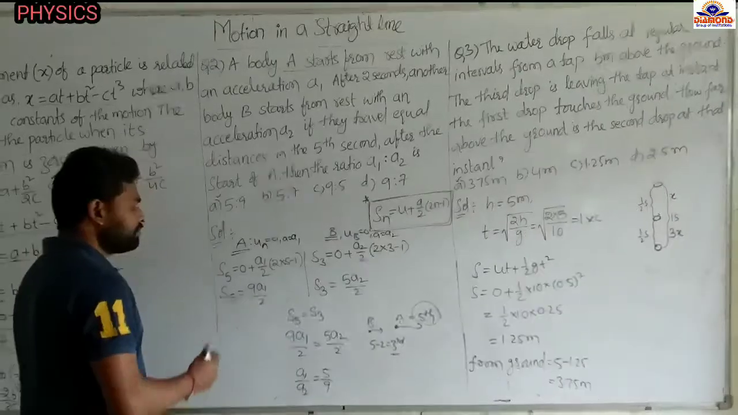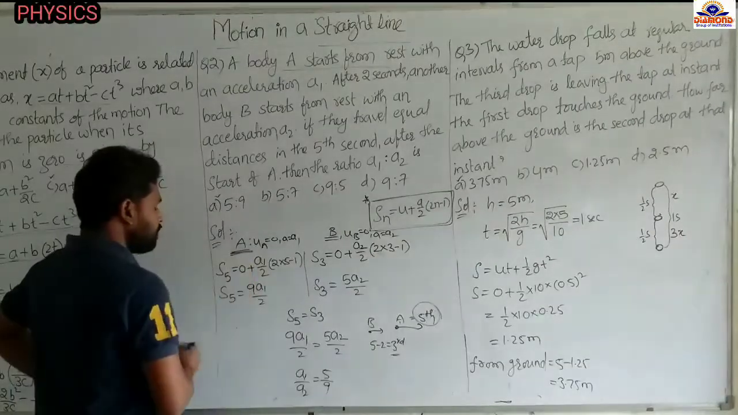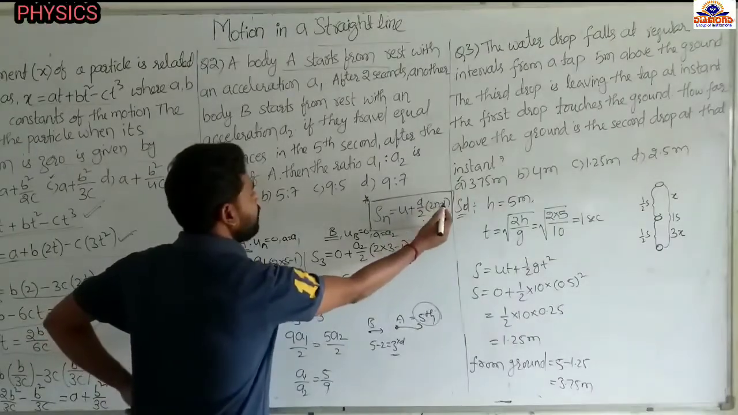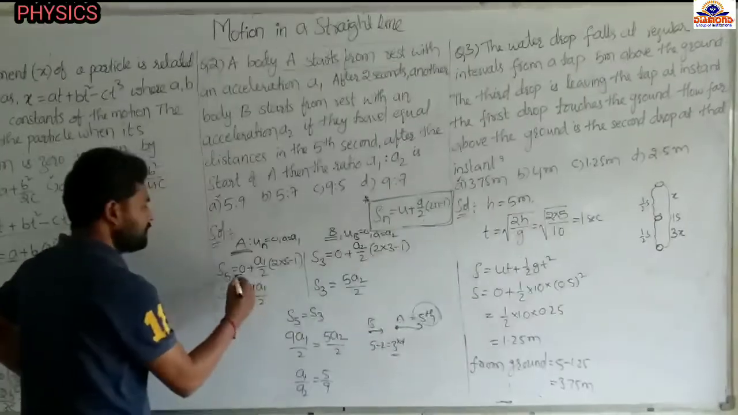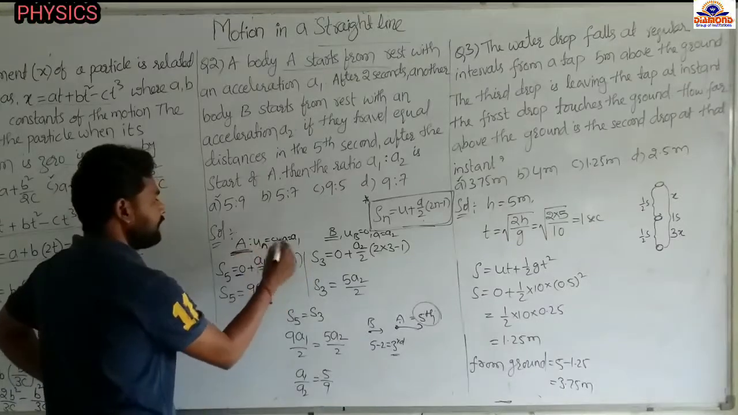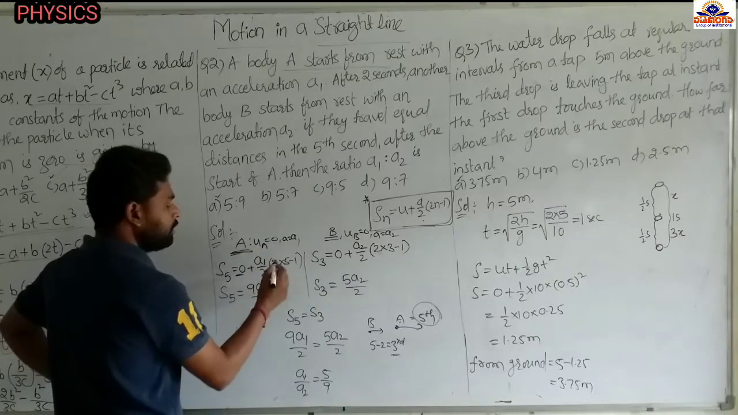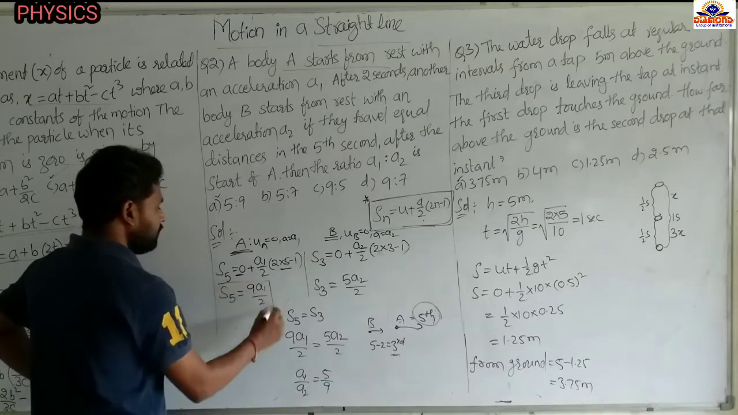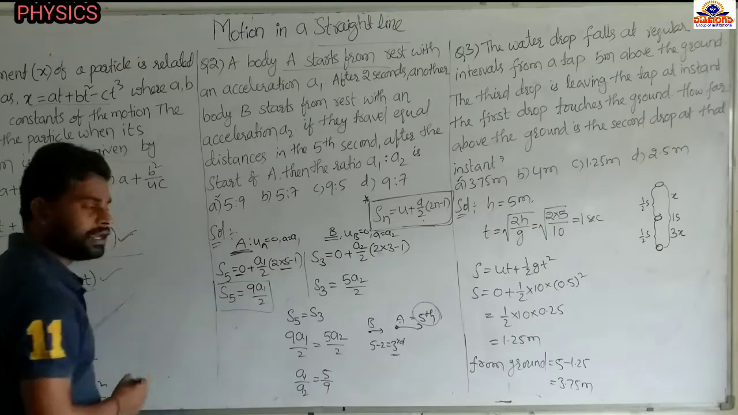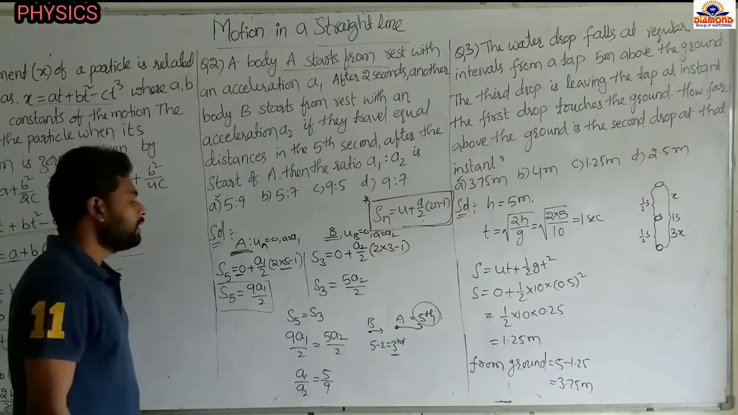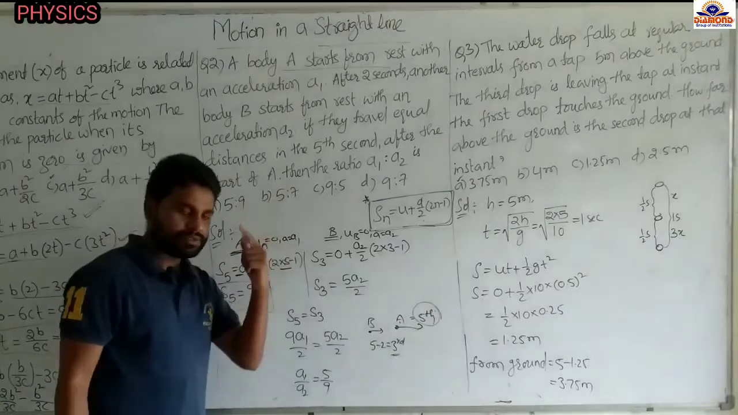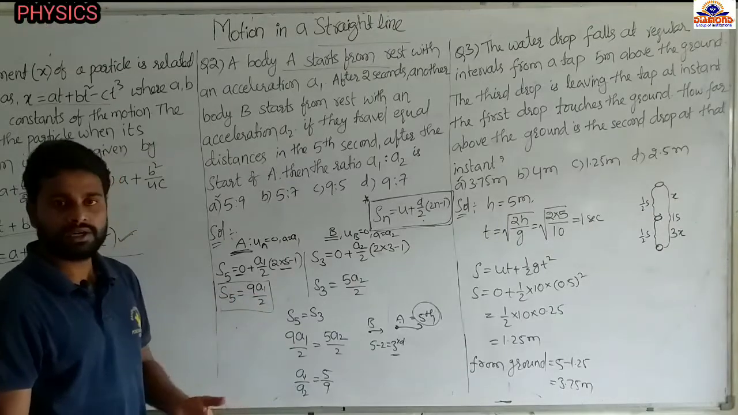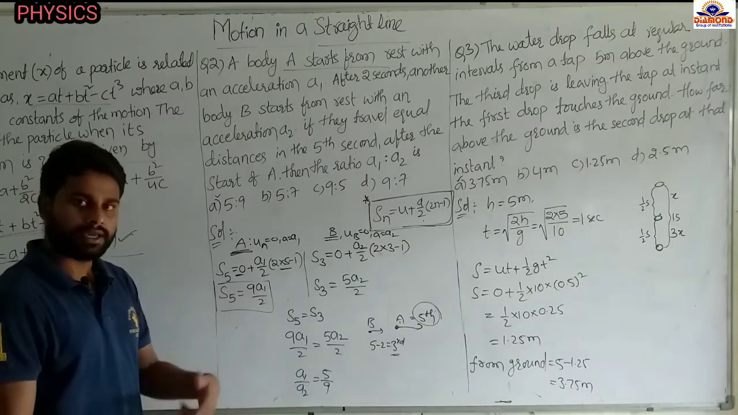Now the 5th second, the distance covered by A I am finding. So S5 equal to u plus a by 2 into 2n minus 1. In this formula, u is the initial velocity 0, acceleration is a1, by 2 into 2 times 5 minus 1. So on simplification, S5 equal to 9a1 by 2. Now whenever A is at the 5th second, B is at the 3rd second. Why? Because B started the journey 2 seconds after A started.